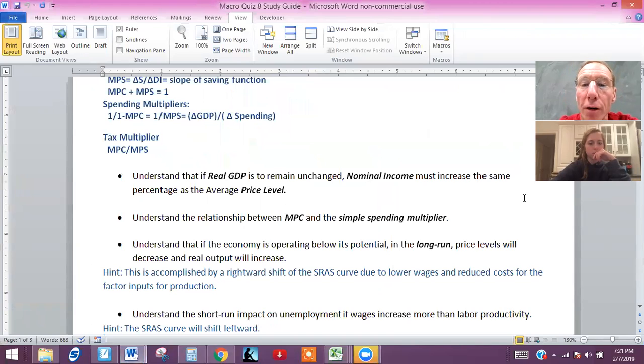And the key here is nominal income going up in the economy. If the average income of all Americans goes up, then it's going to shift aggregate demand to the right. It will increase.